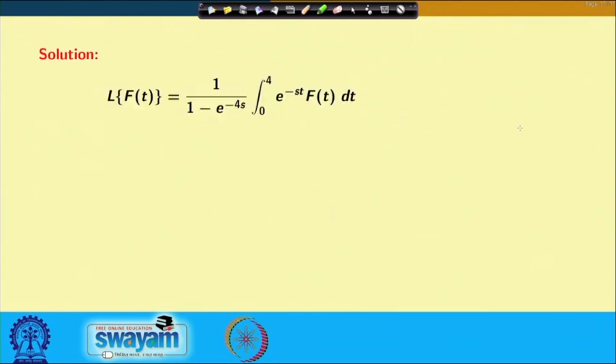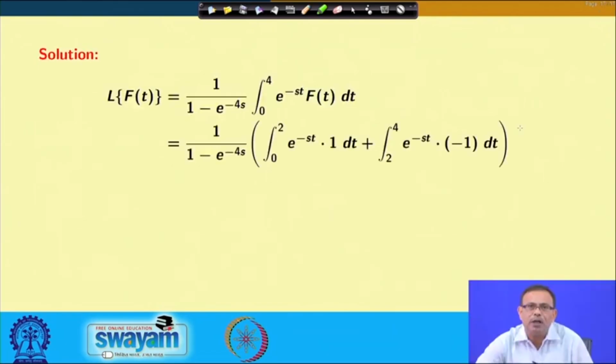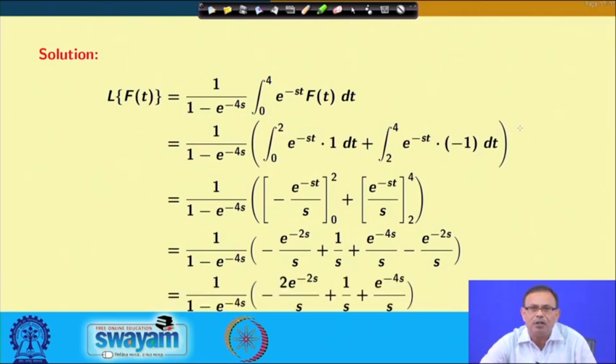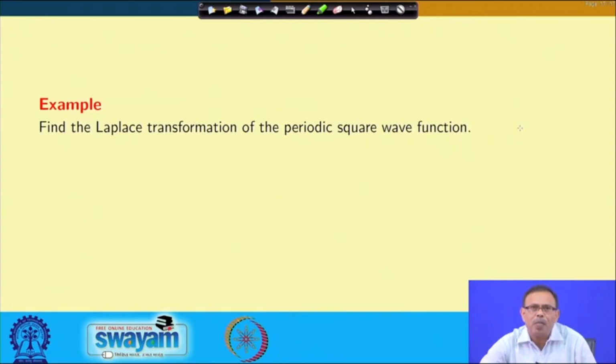Quickly I am showing f t is this, with minus 4 s. So, I am breaking it into two parts 0 to 2, 2 to 4. Here I have given some calculations, you can note it of your own, and the final result is given by this one. So, I hope it is clear. Whenever you have to find out the Laplace transform of a particular periodic function, how to do it? Let us take one more example.